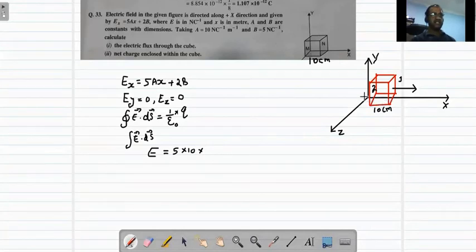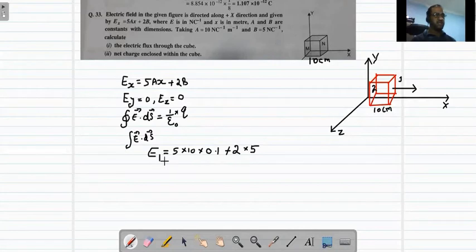What is x here? X is the distance. Surface 2 is at the origin, so x is 10 centimeter, which in meters we have to take as 0.1. So E equals 5 into a into x plus 2b. 2 into b is 5. All should be in SI units, Newton per coulomb.